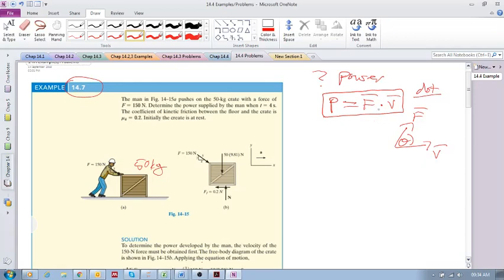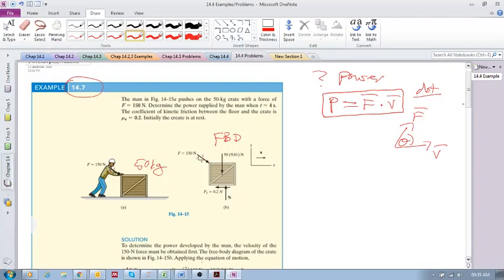So force information, we always jump to our free body diagram. We have weight acting down, normal force acting up, and because the crate is going to move in this direction, we have an opposing frictional force, and we've got that applied force by the man acting at this angle.